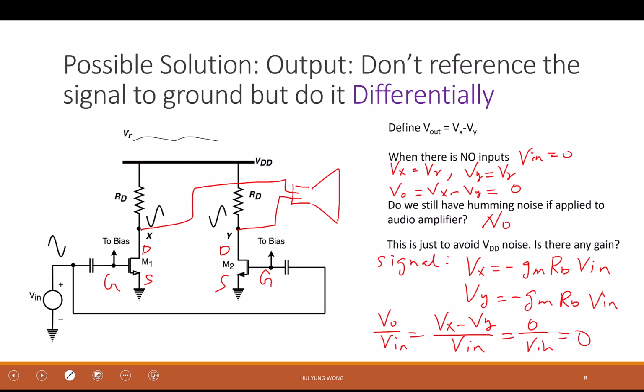Do you have another way to do that by looking at why this got canceled? Okay, so one of them make it positive and one make it negative, right? That's a very good idea. The problem is that for a differential amplifier, we want to make them exactly the same as much as possible. But you're almost there. You saw the problem of the sign, right?